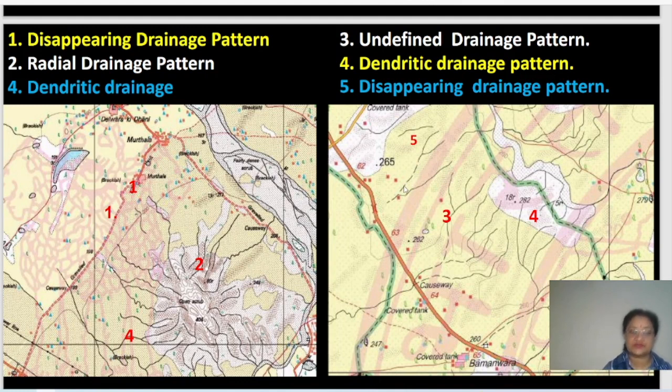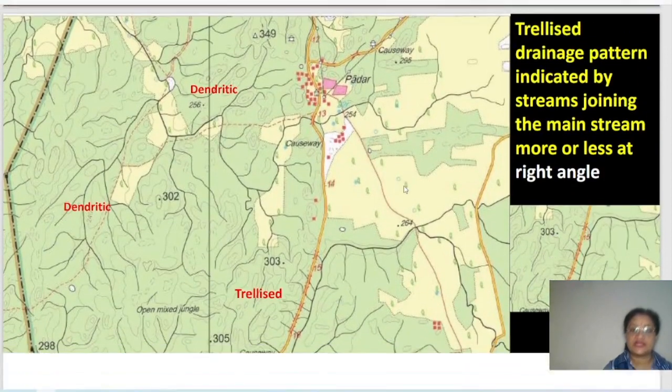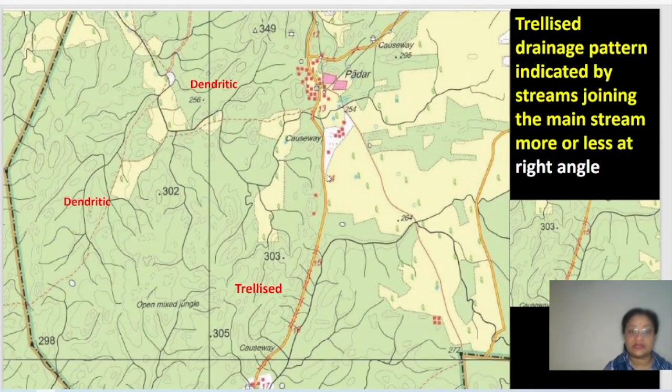This is a disappearing stream. Now what is the trellised drainage pattern? Again, trellised drainage pattern is another example of a drainage pattern. It is generally formed when the streams are joined by several small tributaries at almost right angles, or these are almost parallel to each other. That forms a trellised pattern, and here you can see a trellised pattern is formed. This is a part where you will find the trellised pattern of drainage.